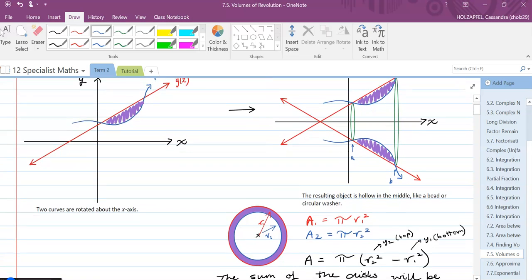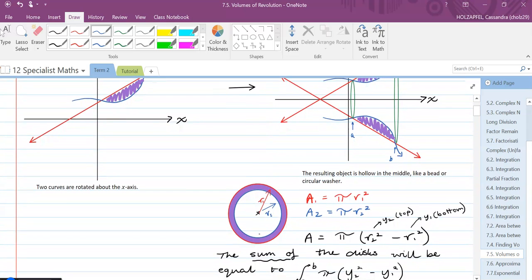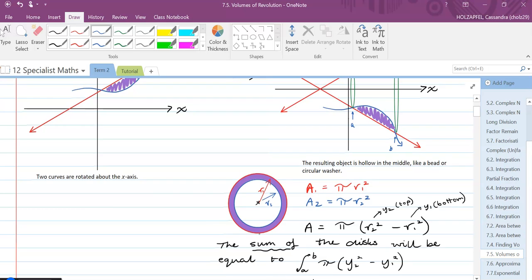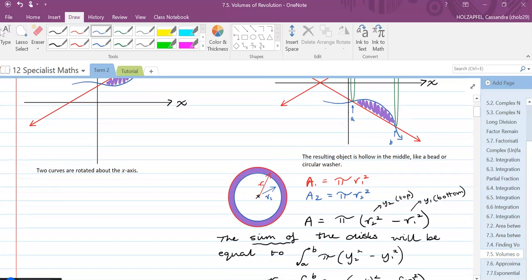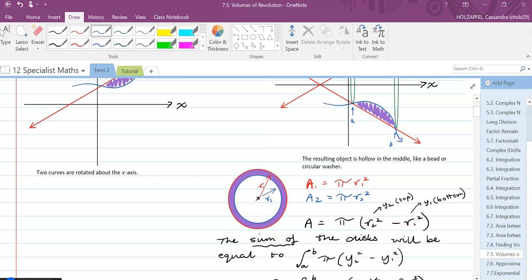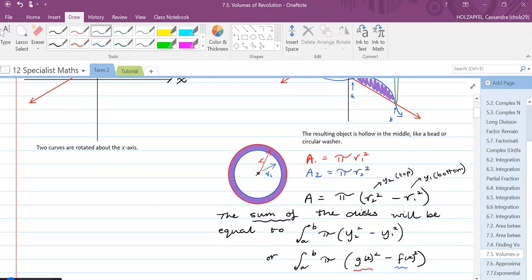So in this case, if we wanted to add up all of those discs, ensuring that those discs were infinitely small, so cut up into infinitely small shapes, then we can use integration to do so. The only difference between this formula here and this formula here is, first of all, the sum of all the discs between our region. So we've got a is just here and b is just here. And I've replaced my radius values with my value for y. Another alternative to this is we could be using g of x and f of x.